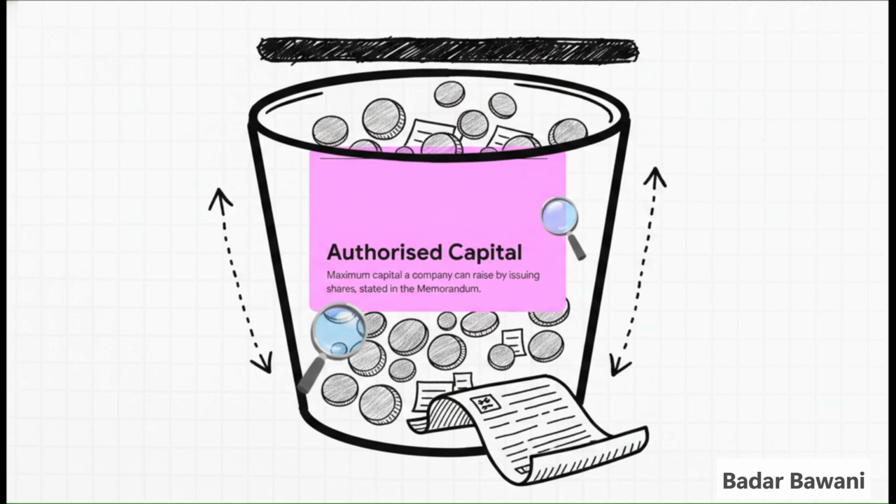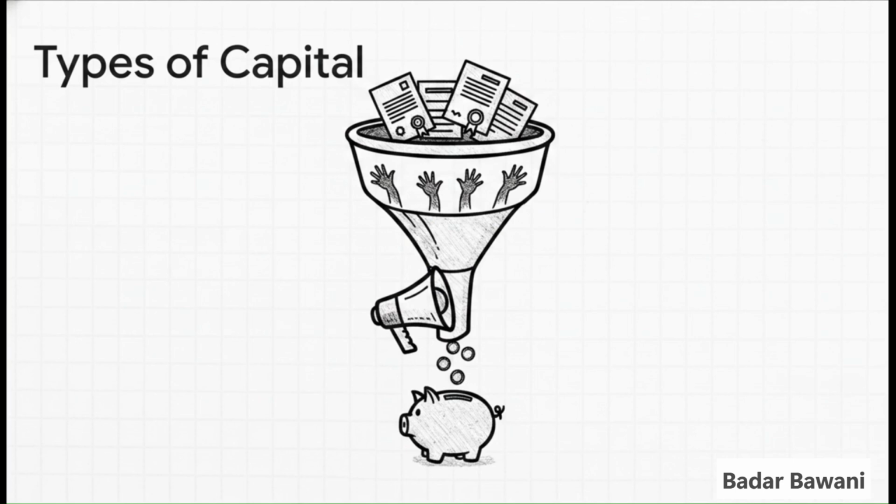So why does this matter? Well, it protects early investors from having their ownership endlessly diluted. The company literally cannot raise a single penny beyond this authorized limit without formally asking shareholders to alter that founding document. Now imagine this whole process as a massive funnel. A company rarely asks for all of its authorized capital at once. First, it issues a portion.